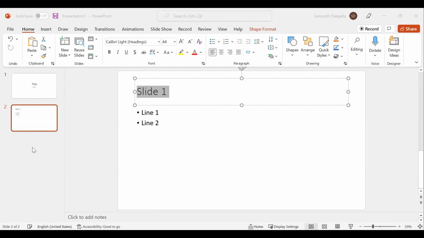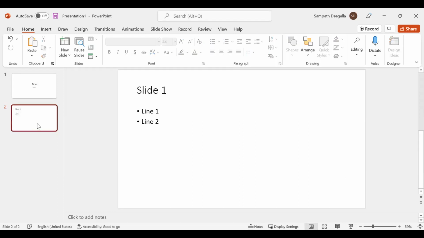To return to the previous slide, can you use page up? Try pressing page up and tell me what will happen. It goes to the previous slide. Is it true? This is true.